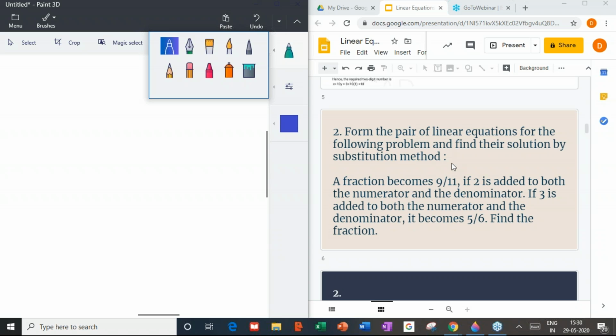I'm getting the answer. Yes, Anshika, you're right. Pratim, no, that's not the answer. Check your calculation once. Yes, Navya. Okay, I'll help you with the equations. Just see if you've written the right equations or not.